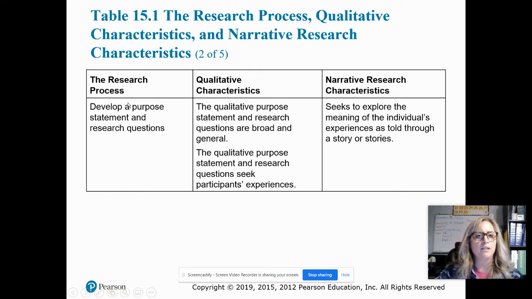Okay, so the next research process is when you develop your purpose statement and your research questions. Okay, so if you remember in qualitative research questions and the problem are broad and general, okay, because then you're going to kind of get narrowed down as you conduct your research. Now, quantitative, it's different. They're very specific, okay? Qualitative purpose research statement and questions seek participants' experiences. And so, similar with the narrative research characteristics, you're going to be looking for the meaning of those experiences of the individual told through stories, okay?